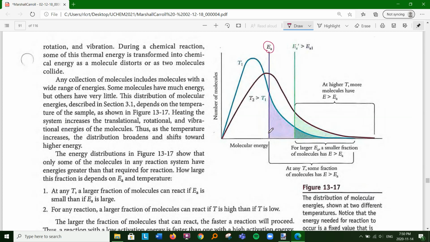At a higher temperature, the whole curve is going to skew to the right. And if I'm looking here at EA, I'm going to have more molecules with energy greater than the activation energy. So at higher temperature, there's a greater fraction of molecules that can cause product to form. Now, what's this business here? EA prime is greater than EA1. Why are they even saying that? At higher temperatures, more molecules have E greater than EA. For larger EA, a smaller fraction of molecules has E greater than EA.